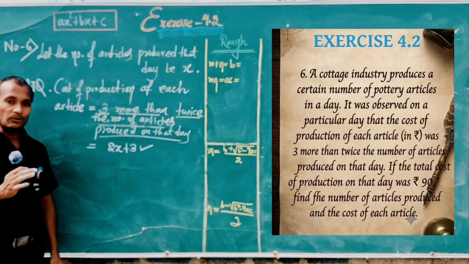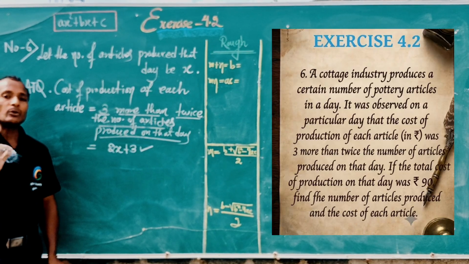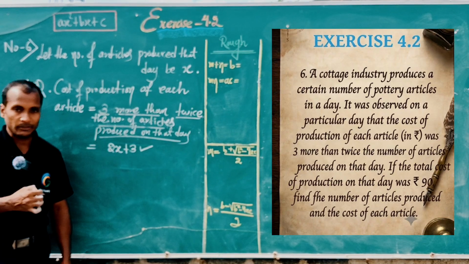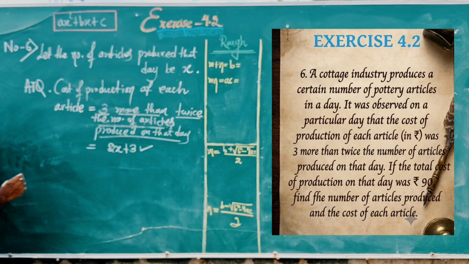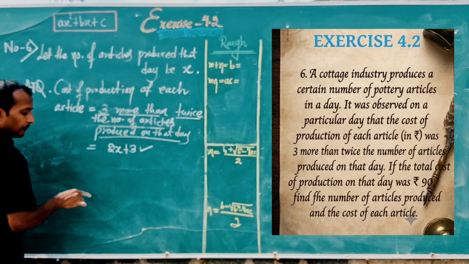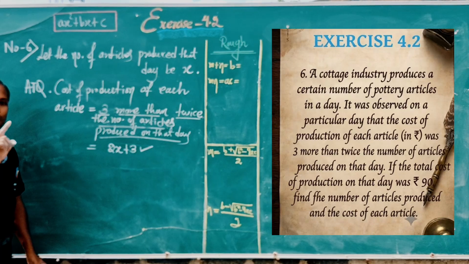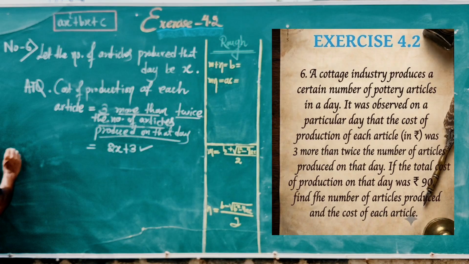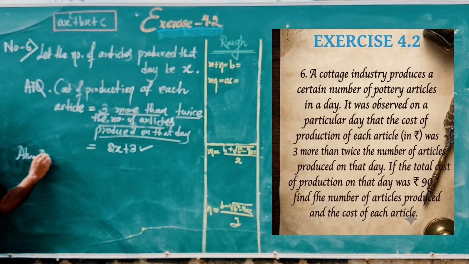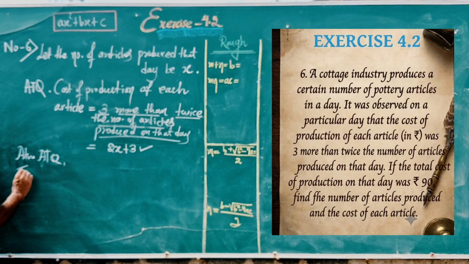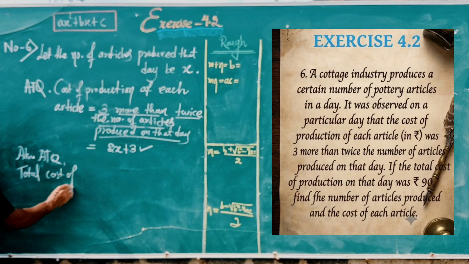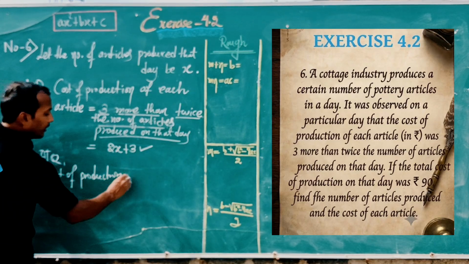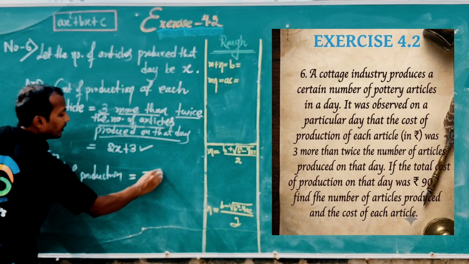Now in the last part of the question you can see it is told that the total cost of production on that day was rupees 90. What do you mean by total cost of production? Total cost of production comes out by multiplying the number of articles produced on that day with the cost of producing each article. So it is simple. According to the question, let's write. Also according to the question we have total cost of production that day was rupees 90.